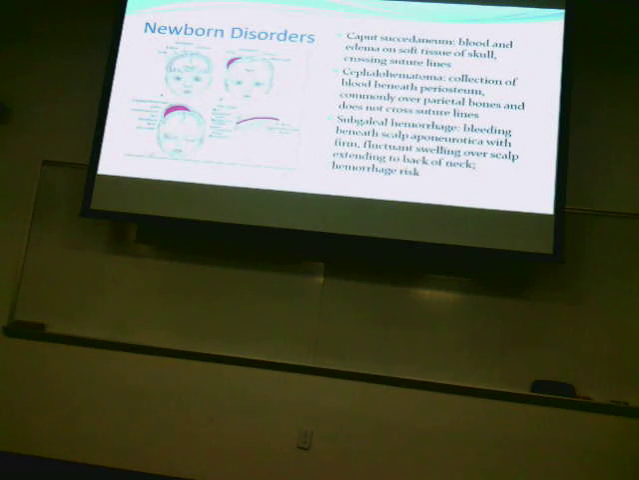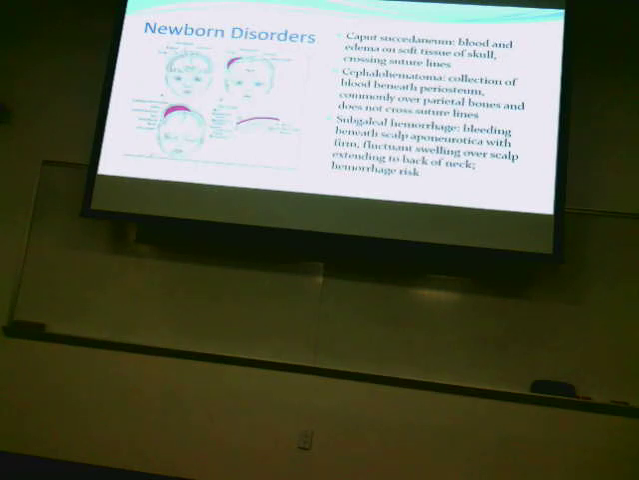Your cephalohematoma is going to be on one side, so it doesn't cross the suture lines, and it's usually over the parietal bones. And this one is a collection of blood beneath the periosteum. And it feels a little bit squishier and tougher because there's some more layers underneath, so it feels a little bit more like pitting edema.